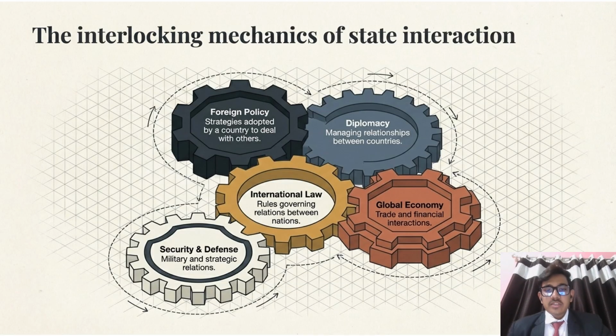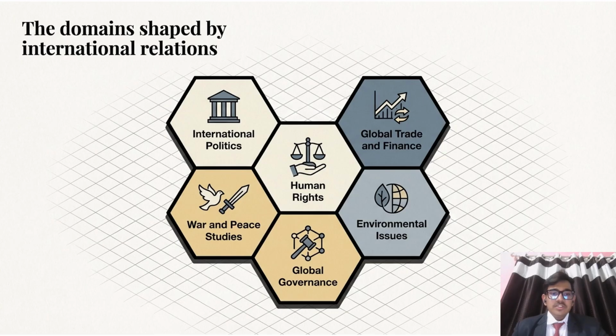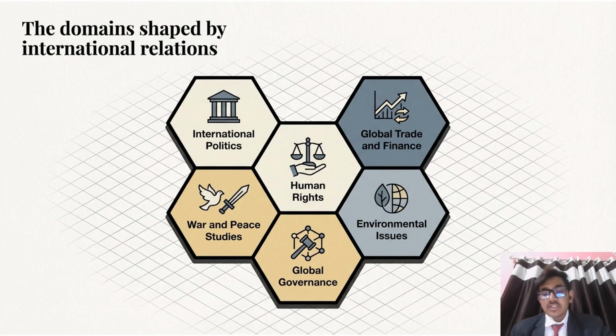The interlocking mechanism of state interaction. Foreign policy: strategies adopted by a country to deal with others. Diplomacy: managing relations between countries. International law: rules governing relations between nations. Global economic trade and financial interaction. Security and defense: military and strategic relations. Global movements shaped by international relations: international politics, human rights, global trade and finance, environmental issues, global governance, world war.